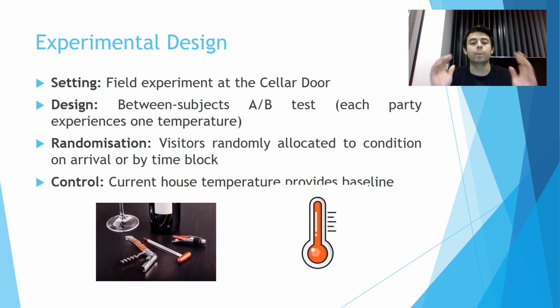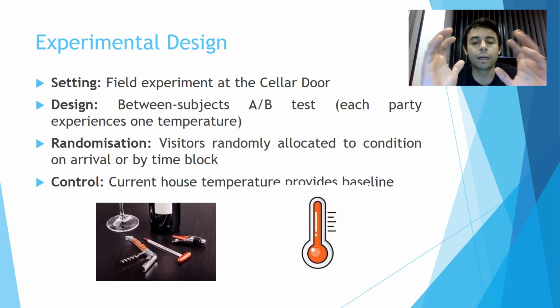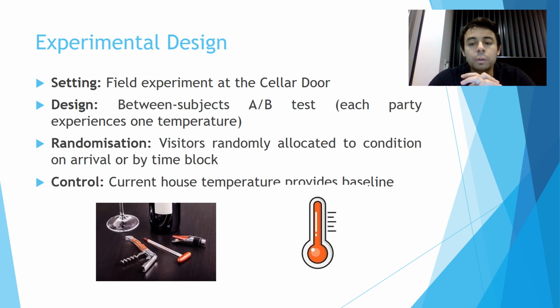Then, experimental design. The experiment will be conducted at the winery's cellar door. This will be useful to ensure realism and high external validity. The design itself will be between subjects, meaning each visitor group will only experience one temperature condition, in order to make it very real and very useful for the experiment itself. Then the randomization will occur, either by assigning groups on arrival or using time blocks.